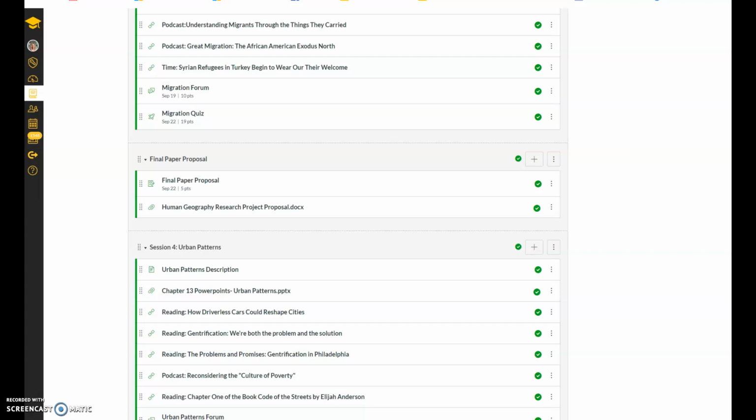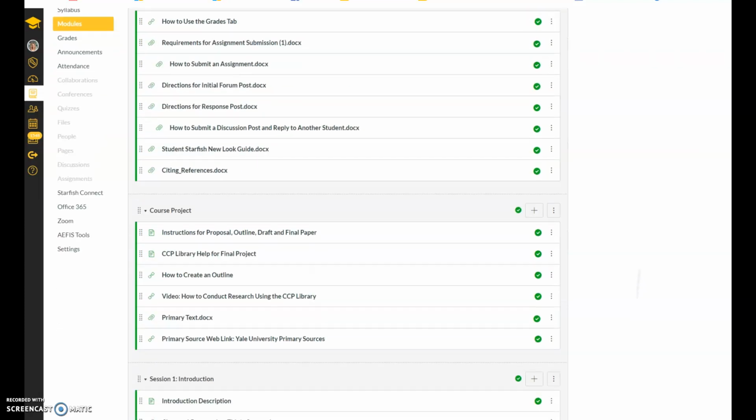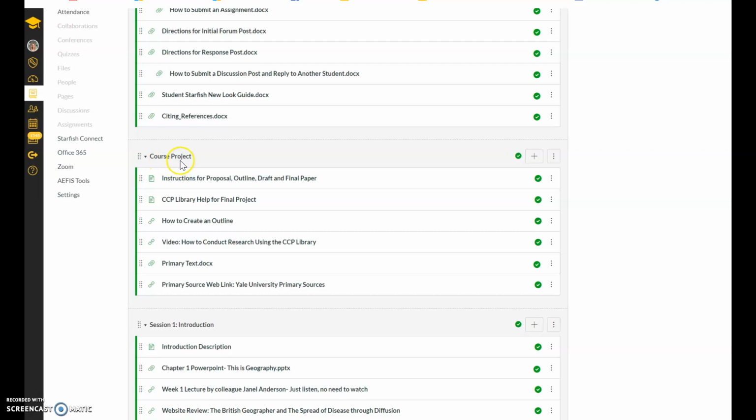First of all, you're going to need to read through the course project, which is right here. That's the final paper. Instructions for the proposal, outline, draft, and final paper are listed here. Here is help for the final project. We actually have a librarian who is very well aware and can help you. We also have a wiki page set up that will help you find sources and information for your final project.